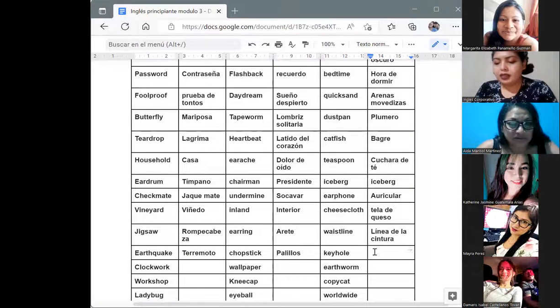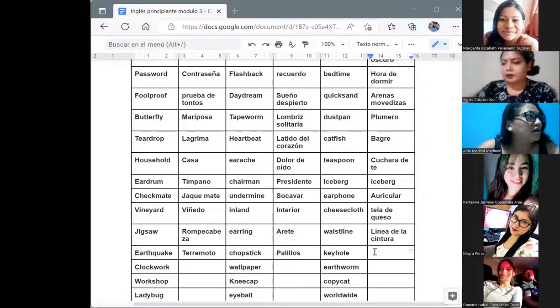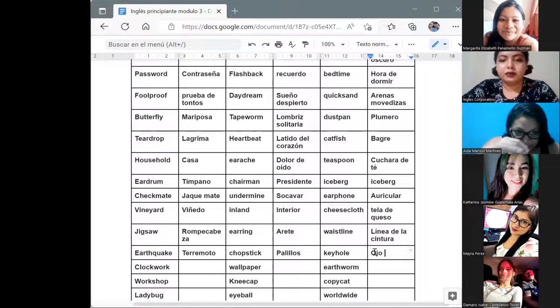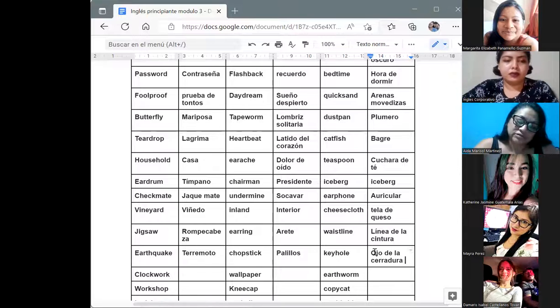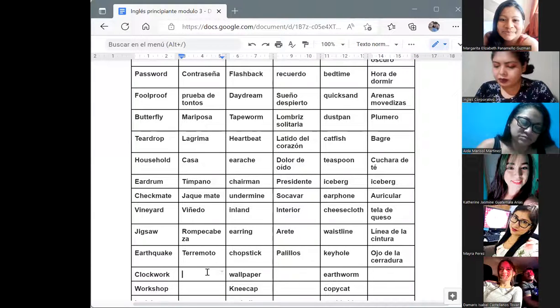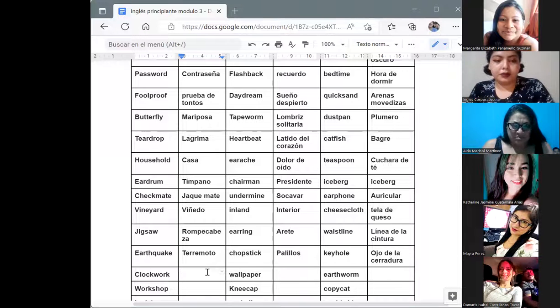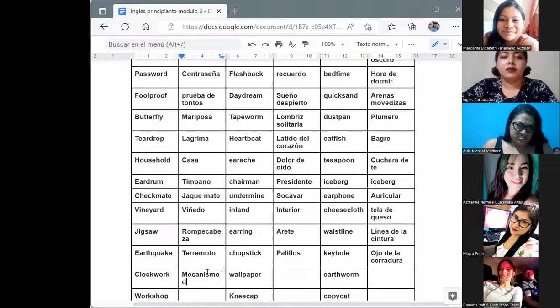Keyhole. Cerradura. Cerradura, el ojo de la cerradura. Clockwork. Ese es el mecanismo de los relojes o de la relojería. ¿Aparato de relojería? Yes.